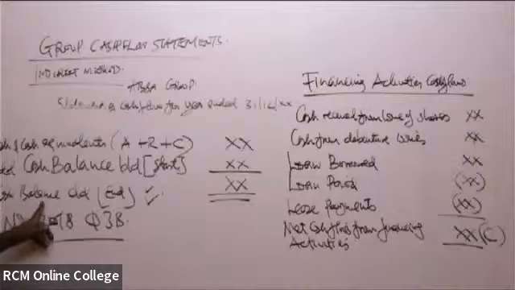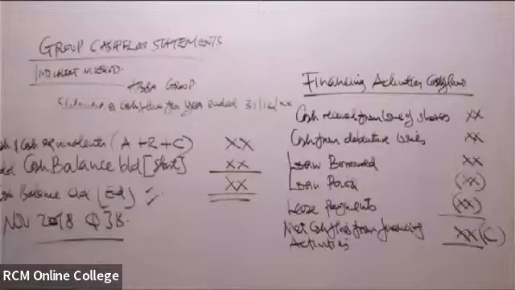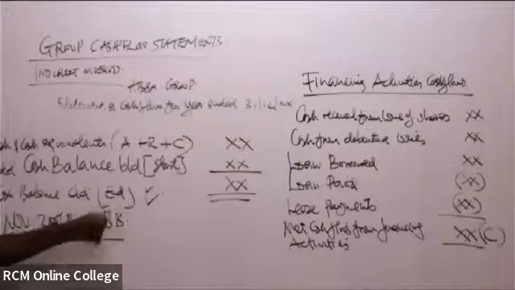And this is the cash balance carried down, C/D. This is the balance at the end of the year. So I think that is okay.